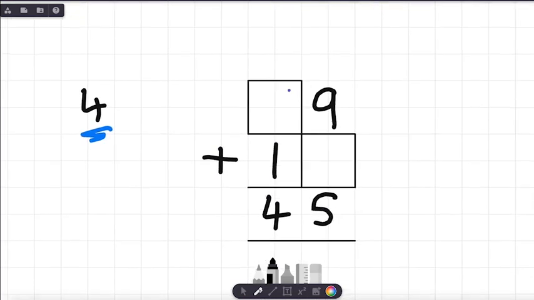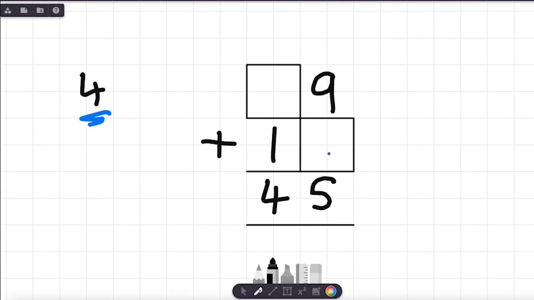Let's have a look at question 4. Now this looks like another regrouping one because we've got 9 and something makes 5. So this must be a 15. So 9 plus 6 gives us our 15. And we have our extra 10 here. And then 1 plus something plus 1 gives us 4. This must be 2. So you have 29 plus 16 equals 45.